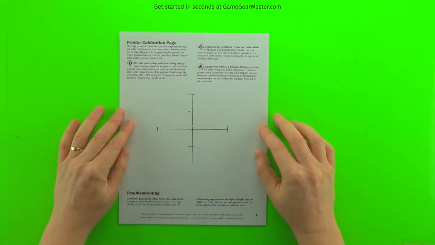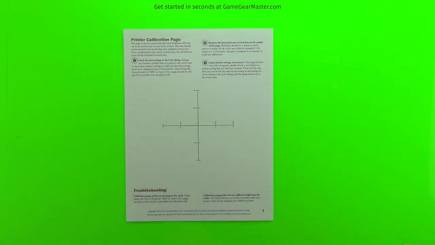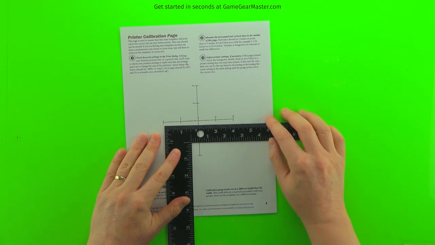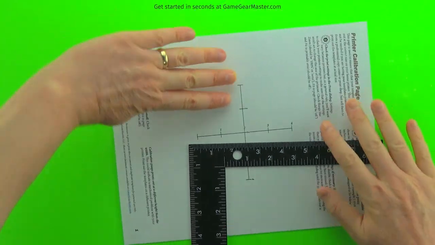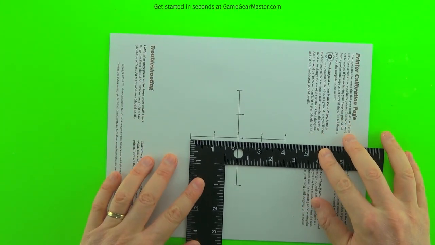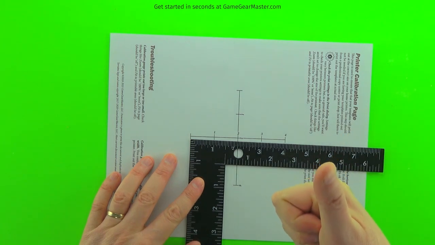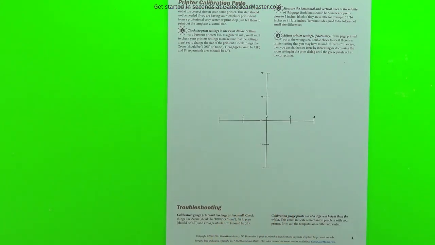So first we're going to make sure that your printer is calibrated correctly. And this is the first sheet out of the Terraino Basics templates file. We're going to measure these crosshairs in the middle, and they should measure out to be close to 4 inches. If they're off by a little bit, it's okay. If the measurements are way off, take a look at the troubleshooting tips on the calibration page to find out how to fix it. It usually comes down to a setting in your printer.